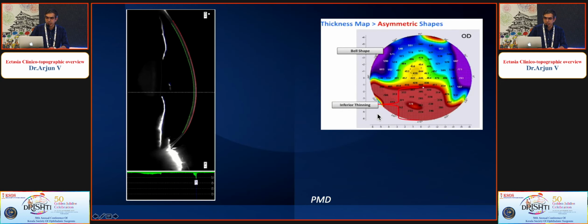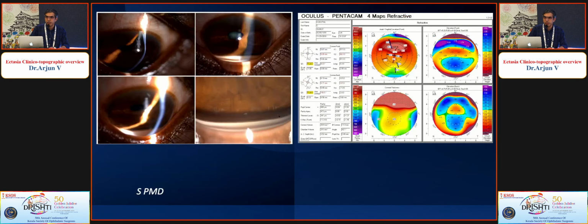And finally, this is one more thing you have to see. In the pachymetry map, you will see a pattern with inferior steepening and inferior thinning, which will look like a bell. If the map has that pattern, it's more likely to be a PMD. And this is one extreme case of superior PMD, where you can see the loop cylinder and also the inverted bell. The patient had extreme powers so that we could even visualize the angle structures without even a gonio.